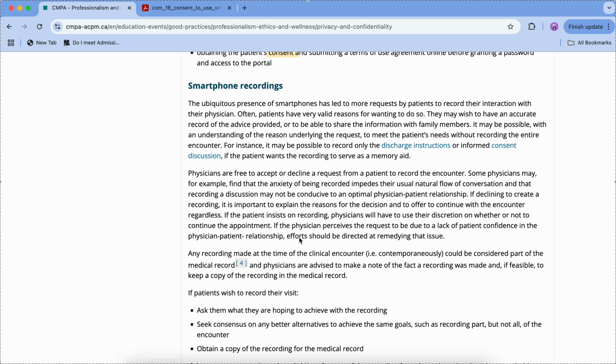Some physicians may, for example, find that the anxiety of being recorded impedes the natural flow of conversation, and that recording a discussion may not be conducive to an optimal physician-patient relationship. If declining to create a recording, it is important to explain the reason for the decision and to offer to continue with the encounter regardless. That's what I'm saying. When someone says, can I record your conversation so that it will remind me what to do, you can say no. But the reason for the no should be explained.